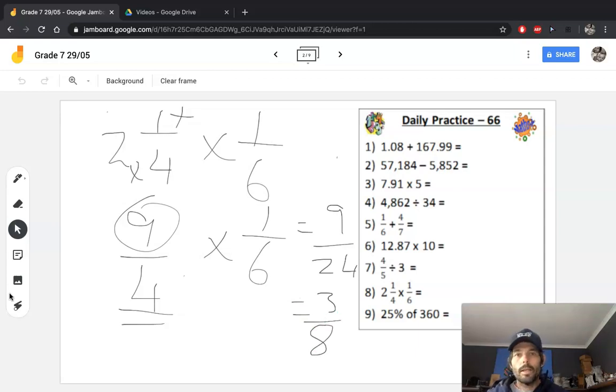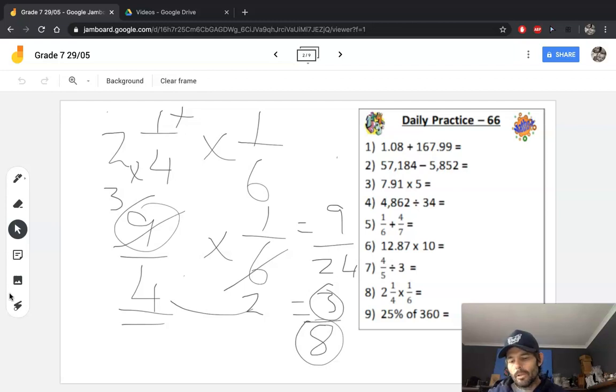Alternatively, you could have recognized that in the question, 3 goes into 6 twice, 3 goes into 9 3 times, and then you would have had 3 times 1 is 3, and 4 times 2 is 8. Either way, you would have had the answer of 3 over 8. Simplifying in the question just takes away the simplification process at the end.